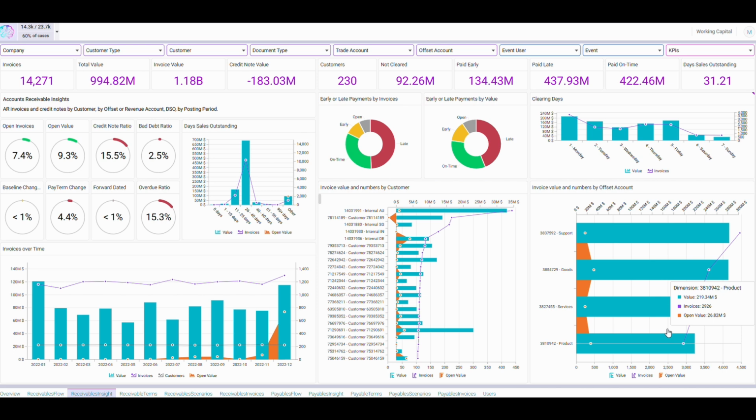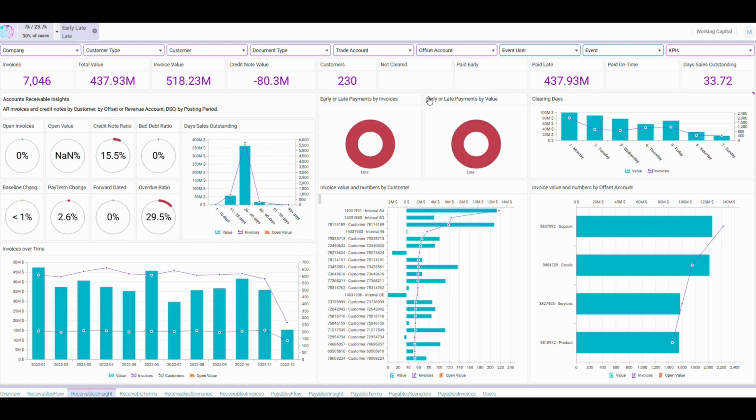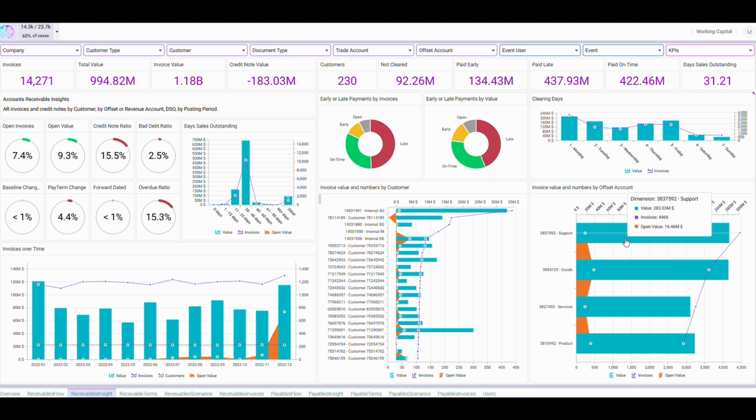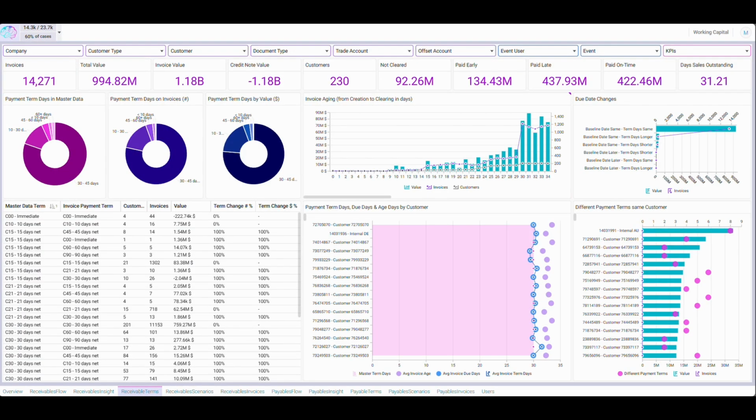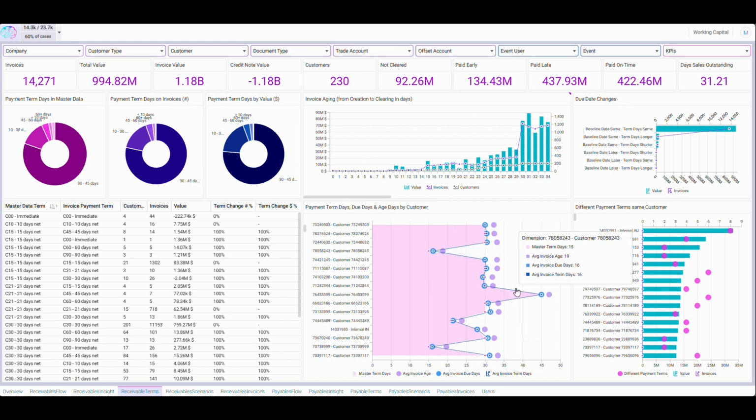The two pie charts show what's paid early, on time or late, and on what days invoices are cleared. All graphs are interactive. Selecting late payments immediately updates all the charts. Selecting support-related invoices shows a higher credit note ratio. We have similar dashboards for payment term use and payment days, providing clear insight into what is used where, for what customer, and where this might need attention.